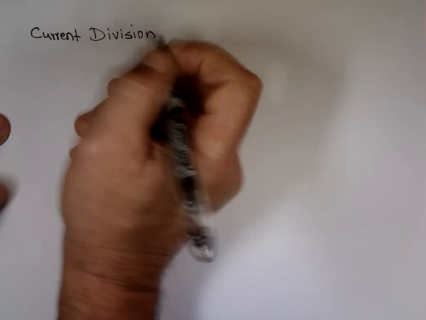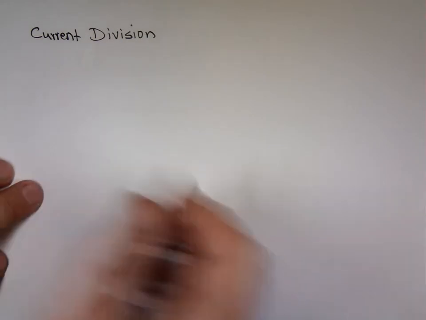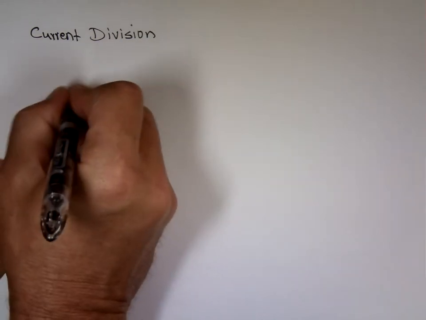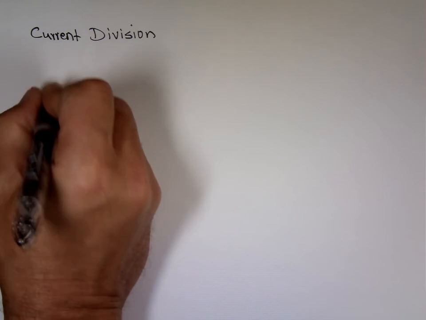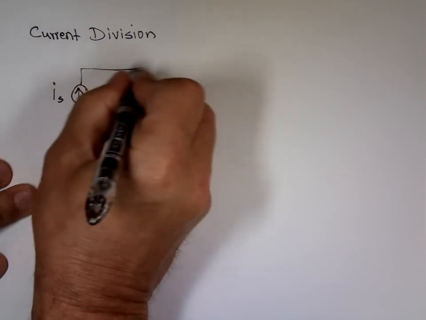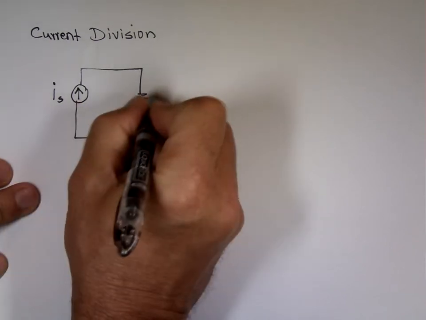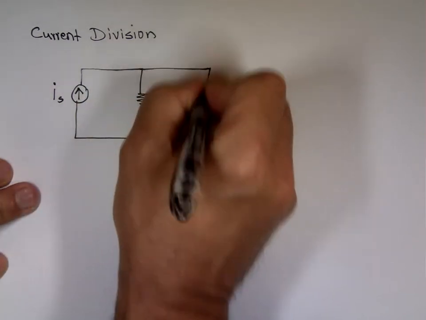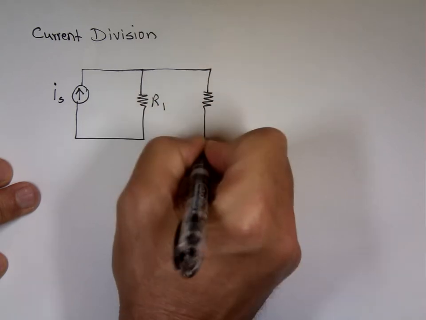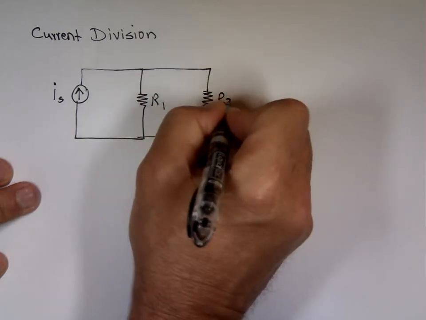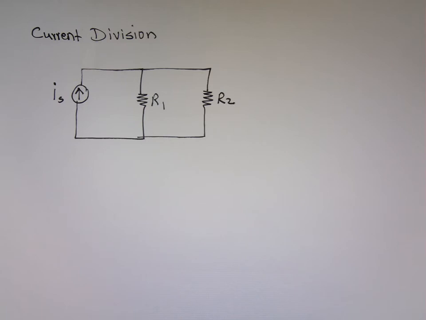Again, let's say you have a current source, I sub S, R1, R2. Notice it's not called a voltage division. Why? When they're in parallel, what do we know? They all have the same voltage. So voltage is not going to split. Only the current is going to split.